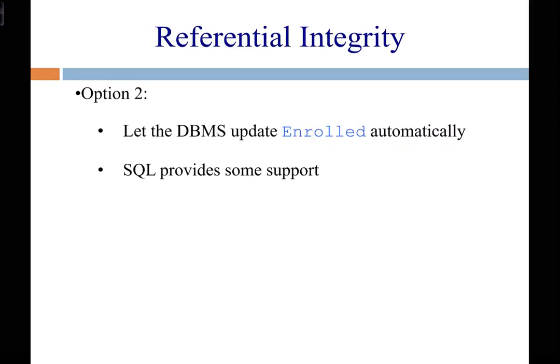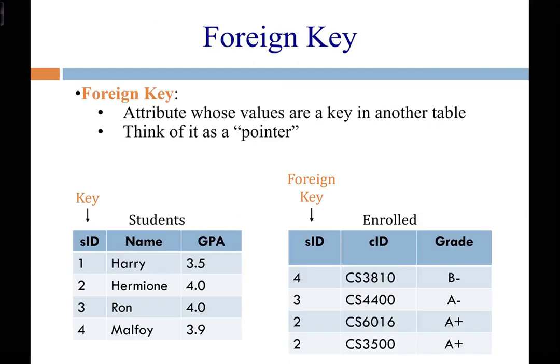Option 2 is let the language or the system do it, kind of like Java's approach, and SQL does provide some support. So we can tell SQL whether we want to allow this or what we want to happen when this happens. So I'm going to introduce the idea of a foreign key, and SQL directly supports us.